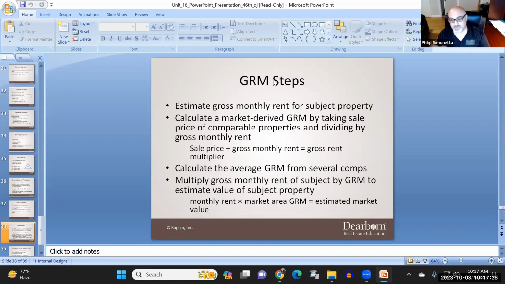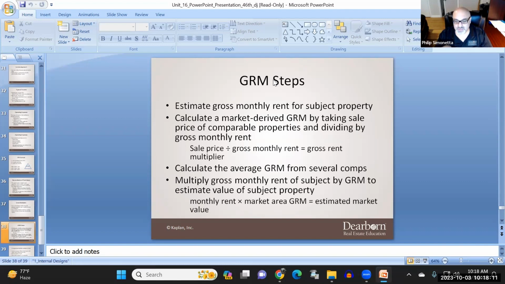If you're looking at an income property, you estimate the gross monthly rent for the subject property. You calculate a market-derived GRM by taking the sale price of comparable properties and dividing by the gross monthly rent. So if you're looking at an income property and you take a house that's not an income property and want to compare it, you have to do this to make it as if it was an income property. If you look at a house that sold as a single family rental, you take the sale price and divide it by the gross monthly rent, like what the rent is for the property that you're looking at. That'll give you the rent multiplier. It's a long number.